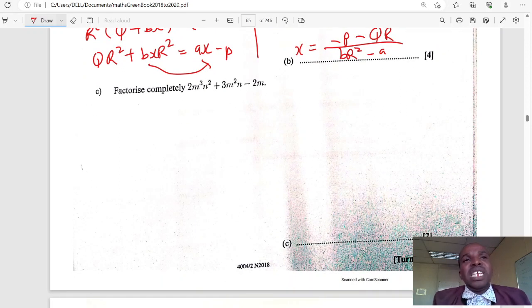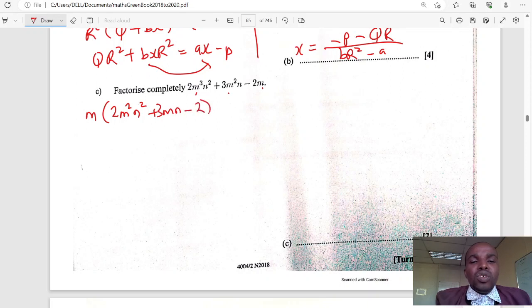Whenever you're factorizing, the first thing is to determine whether there's a common factor. You can see there's m everywhere. That's a common factor, so factor out m first. Then m into 2m squared n squared will be 2m squared n squared. Then m into 3mn will be 3mn. Then minus 2, like this.